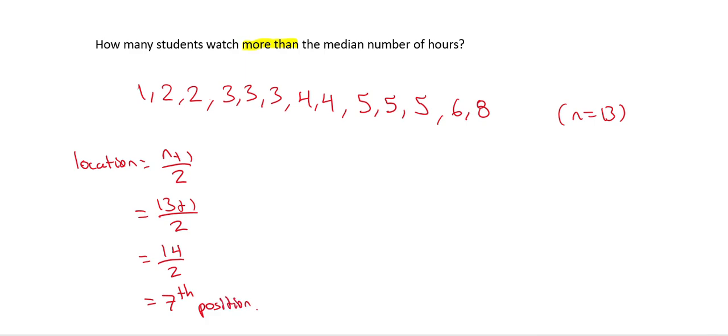Okay, so we're just going to count where the 7th is. 1, 2, 3, 4, 5, 6, 7. So this is our 7th position right there. That means the median equals 4. Now the question's asking for more than, so we need to count how many people are above the median. So we have 5, 6, and 8. So that's how many more people watch more than the median.